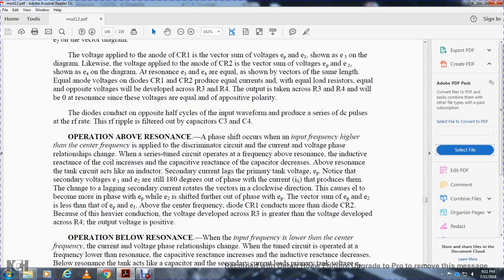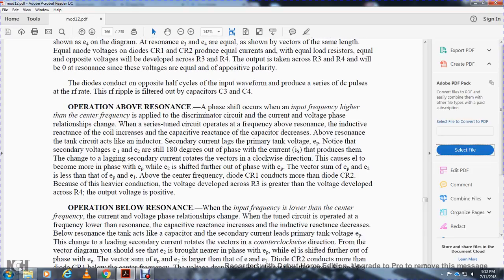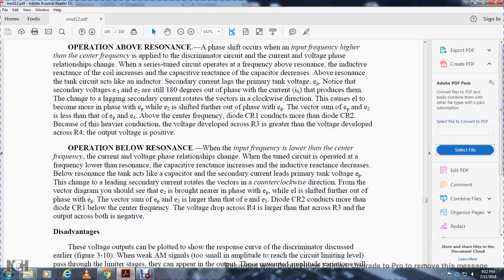This causes voltage 1 to become more in phase with the primary tank circuit voltage, and voltage 2 to shift further out of phase with it. The vector sum of the primary tank voltage and voltage 1 is larger than the vector sum of the primary voltage and voltage 2. Above the center frequency, diode CR1 conducts more than diode CR2. Because of the heavier conduction, the voltage developed across resistor 3 is greater than the voltage developed across resistor 4, and the output voltage is positive.